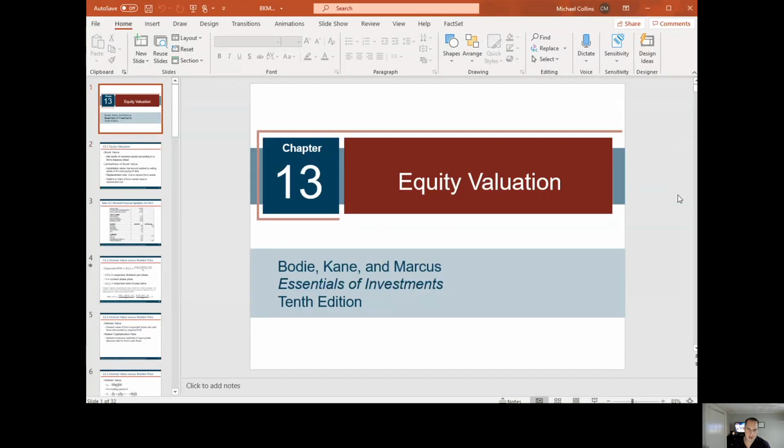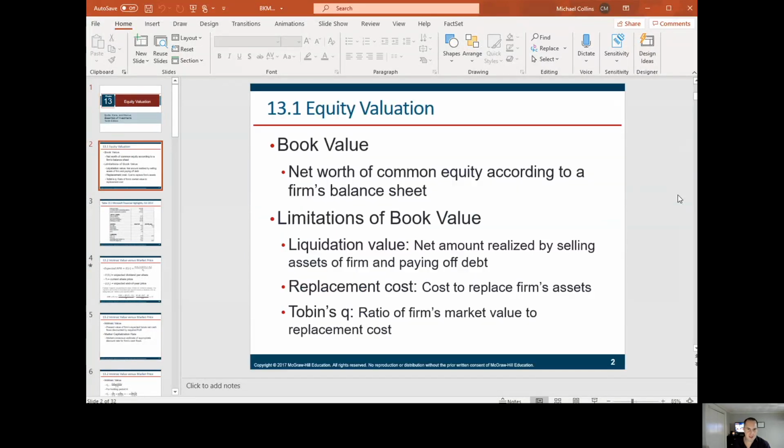Great, equity valuation, as I said, chapter 13. So in terms of equity valuation, book value, that's the net worth of all the common equity according to a firm's balance sheet. Limitations of book value. So what does book value really mean? Net worth of all the equity according to a firm's balance sheet. What is equity? It's what's there for the owners, right? When you have the assets minus the liabilities, what's left is equity.